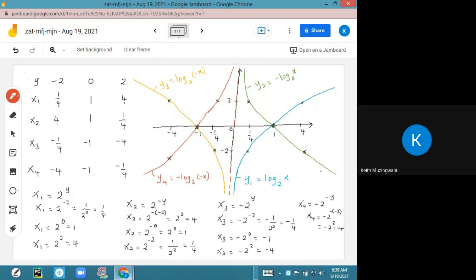The same statement we made about exponentials, the same statement will be made about logs. This is the same graph if they said solve for y is equal to log x. This will be the same graph if they said y is equal to -log x. This will be the same graph if they said y is equal to log -x. And this will be the same graph if they said y is equal to -log -x. It will be exactly the same.